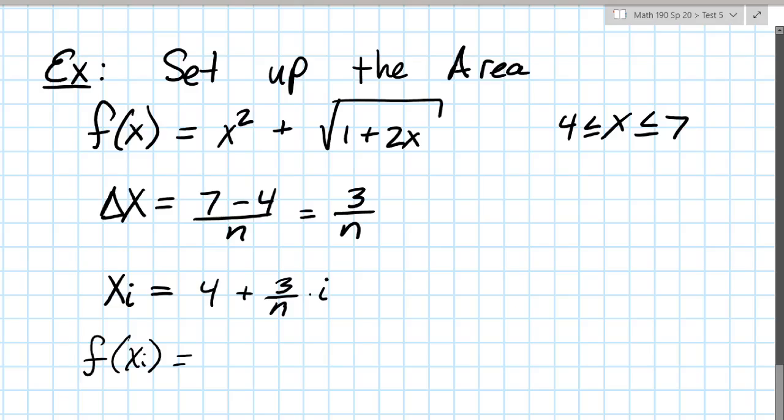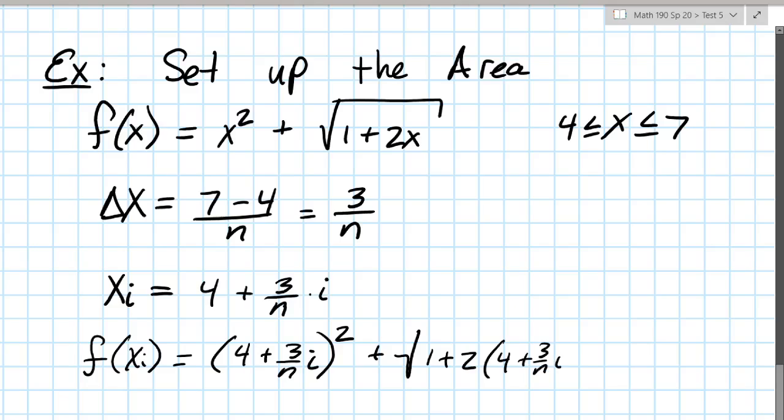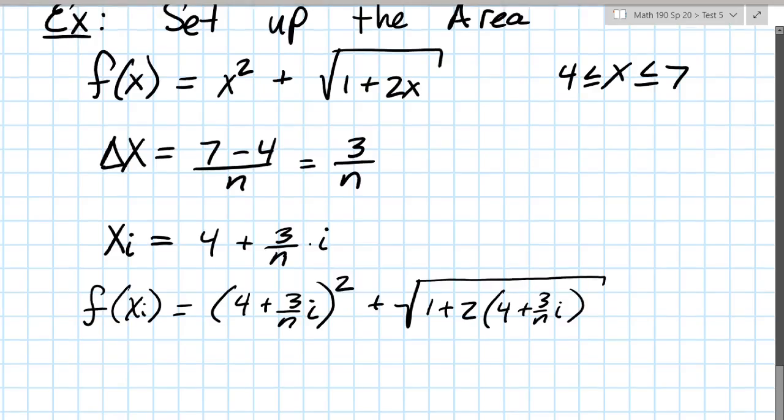So this is going to be f of x sub i: 4 plus 3 over n times i, raised to the second, plus the square root of 1 plus 2 times 4 plus 3 over n times i, under the root. So that is our y value.